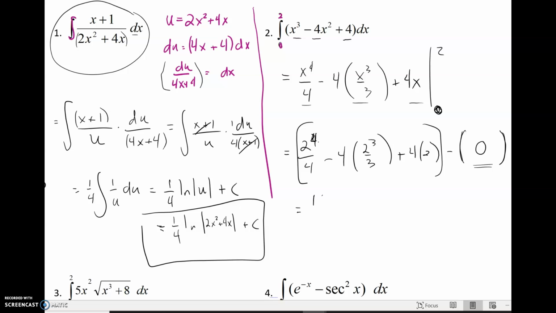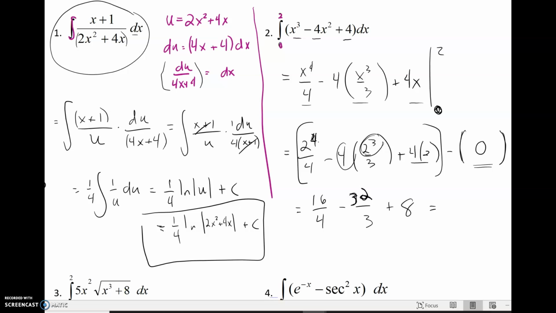2 to the 4th is 16 over 4, minus 4 times 2 to the 3rd, which is 8, over 3, and then 4 times 2 is 8. Okay, think I did that right. That looks good. 8, no. 8 times 4 is not 16. 8 times 4 is 32.